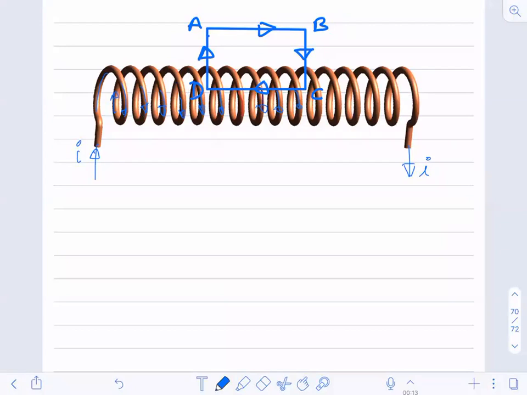How did I take the loop? See, this CD should lie within the solenoid. The CD length should lie within the solenoid. AD and BC should be vertical, and AB is outside the solenoid. So what we are trying to do is take this loop so that we can cover all the points, and then we will analyze.